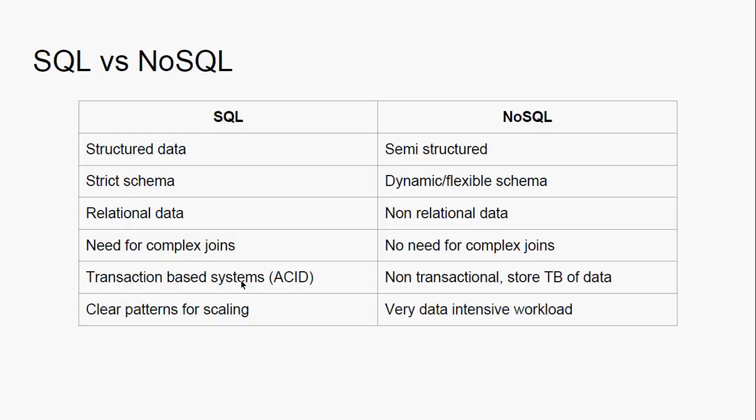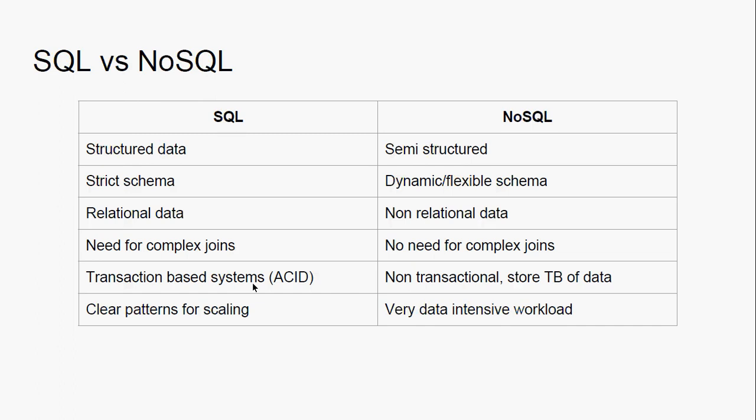So, let's quickly head on to the comparison. How do you want to compare NoSQL and SQL databases? As you can see, SQL is always structured tabular data. It has a strict schema, and all data from one table to another is related. You have clear patterns for scaling, and you know that when you choose an RDBMS, there is a need for ACID properties, right?